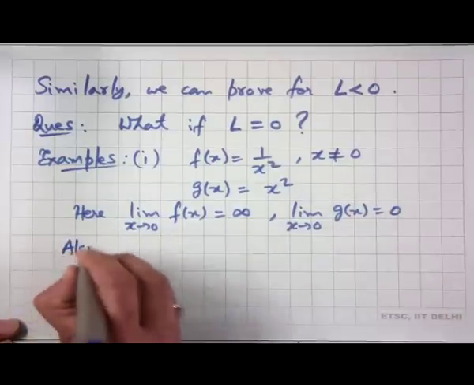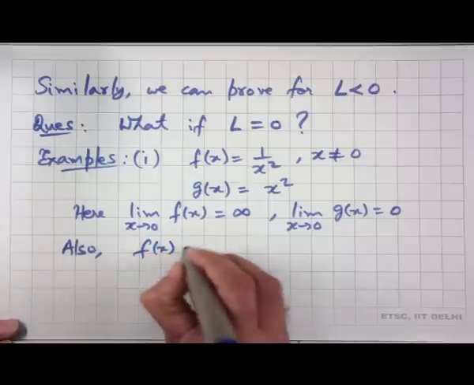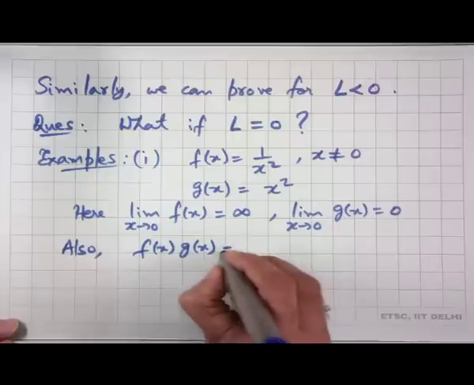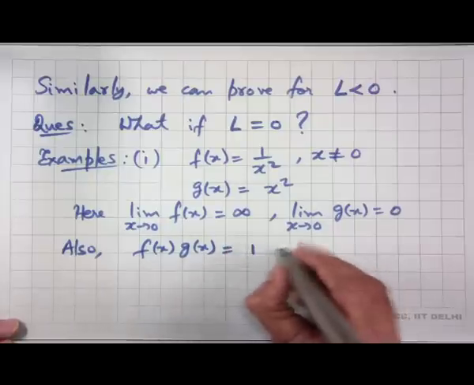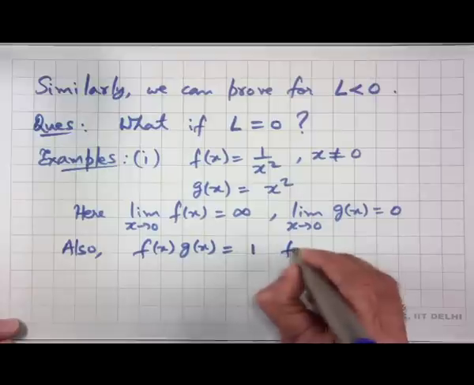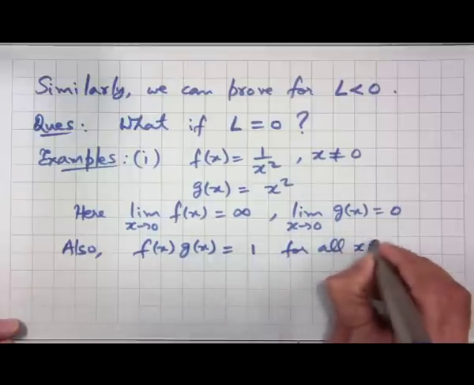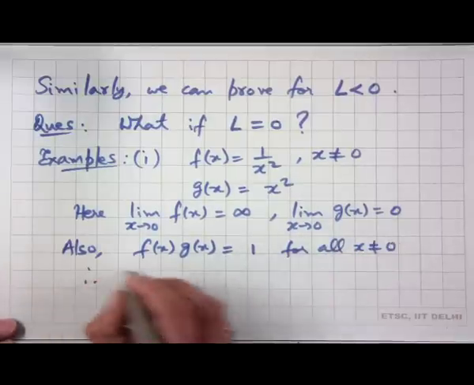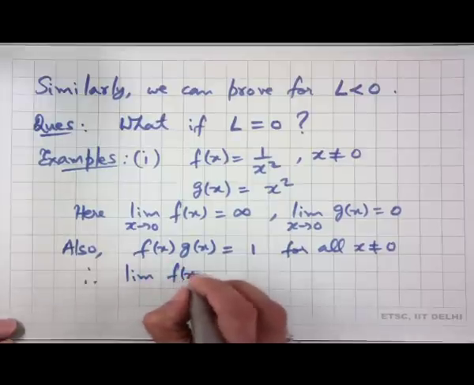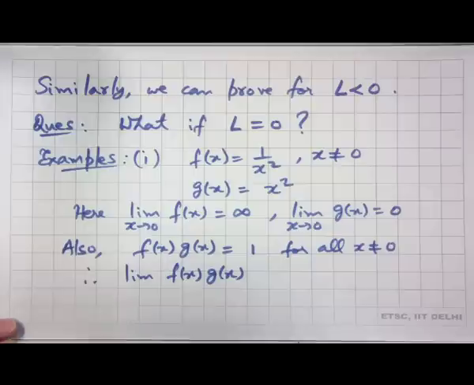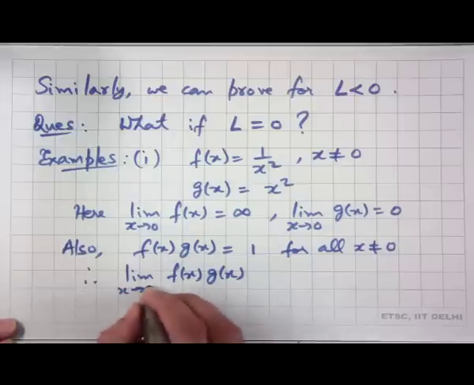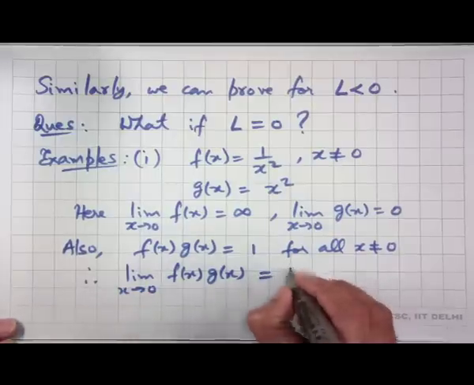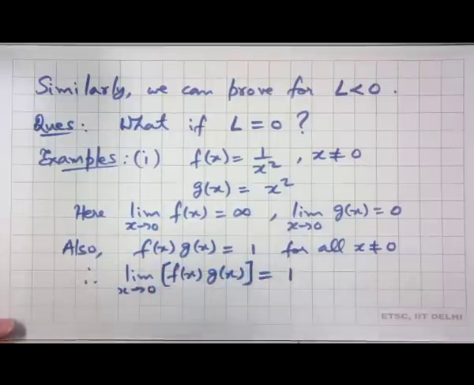Also, if we multiply f x and g x, this is equal to 1 for all x not equal to 0. Therefore, the limit of f x g x is equal to 1 in this case. So, here we see an example where the limit of f x is infinity, the limit of g x is 0, and the limit of the product is 1.